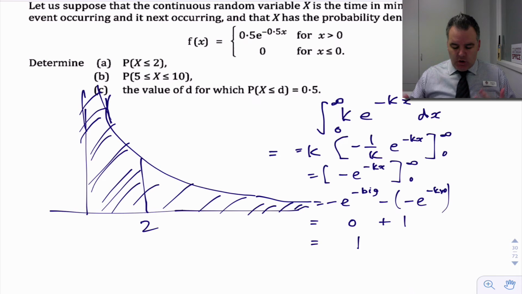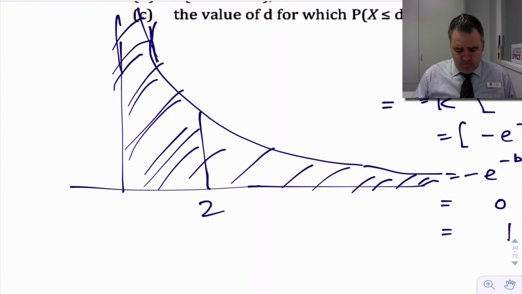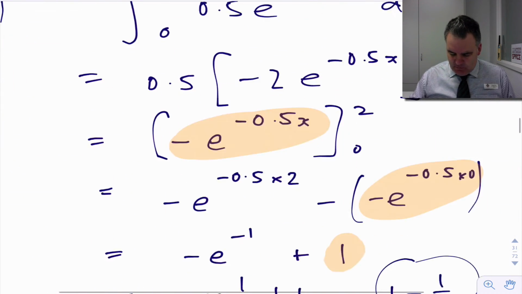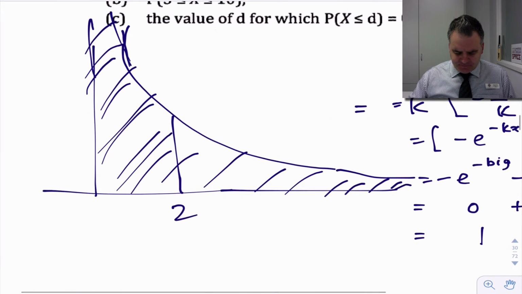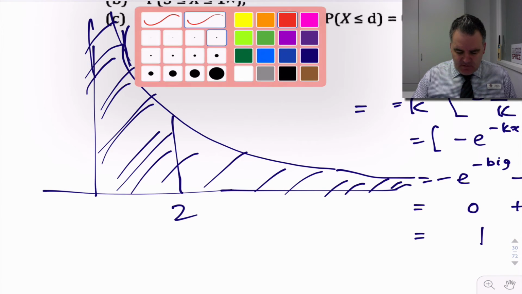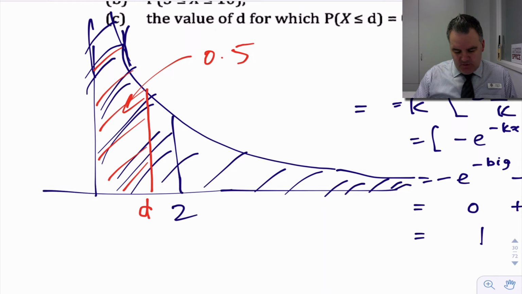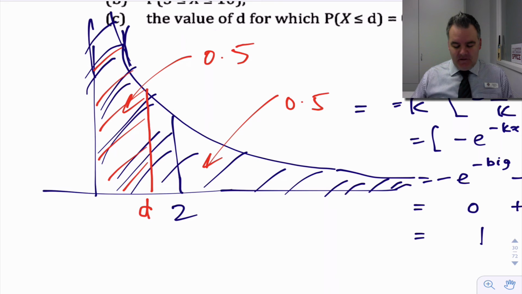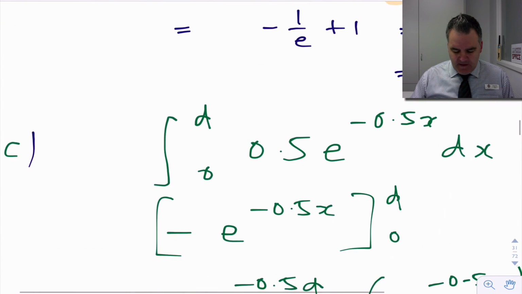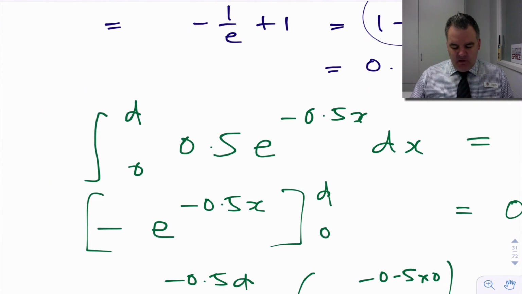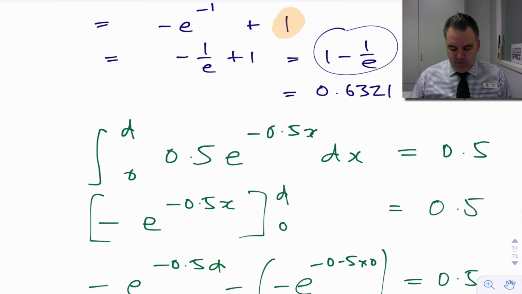other side. Okay, so from the answer from part A, we can see that the area from 2 down was 0.63. So obviously, the answer to this question's got to be inside that. So we're looking for a value of d here, so that that shaded area there is exactly 0.5. And you could say also that the area above there is also 0.5, because the total area is 1. So here's the working for that. The integral between d and 0 of the function is equal to 0.5.